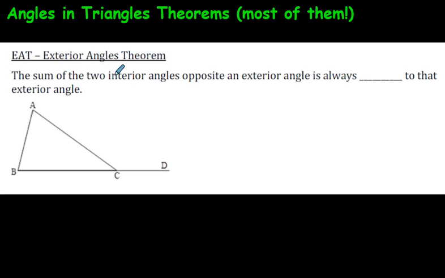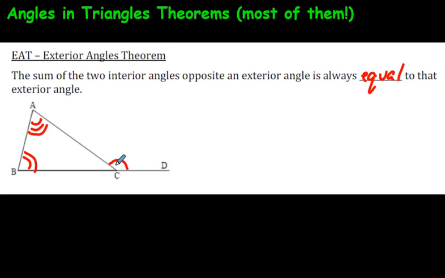This one's kind of interesting. The sum of the two interior angles opposite an exterior angle is always equal to that exterior angle. So in other words, this angle here is always the same as this angle plus this angle added up. Okay? This angle and this angle, even though they're different, I'm putting 3 lines there and 2 lines here. All of these angles are different, but these will be identical. Okay?